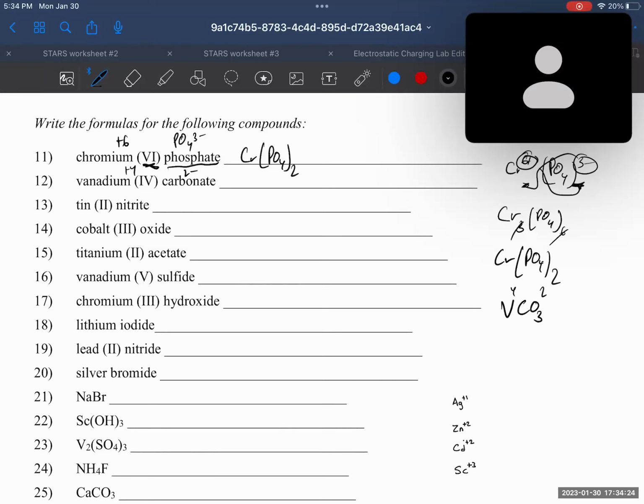So we'll go ahead, cross, loop to loop, whatever you want to call it. Get V2, CO3, 4. But once again, we got to reduce to our lowest terms. So this reduces again. So it's V, CO3, 2. That's what we got here. VCO3, 2.